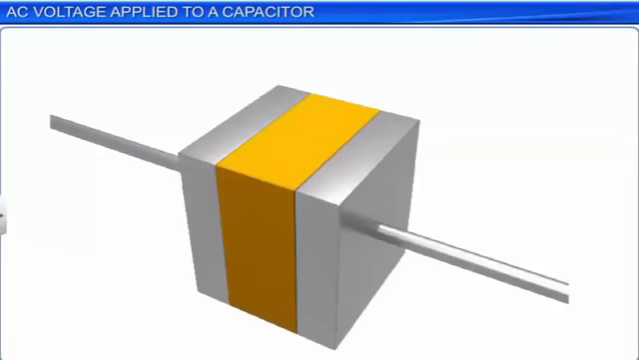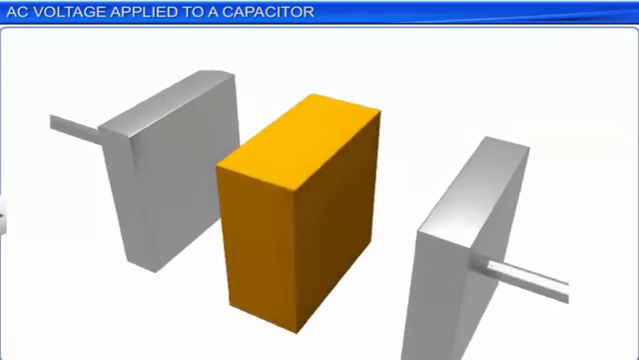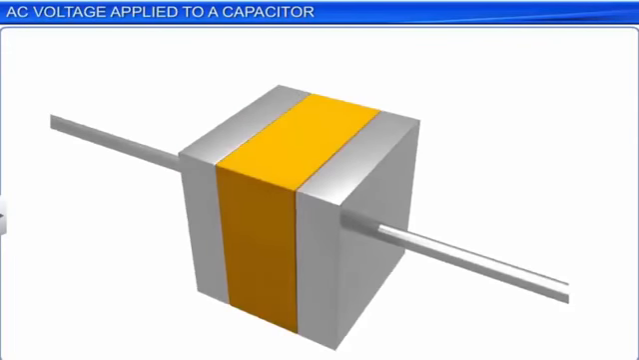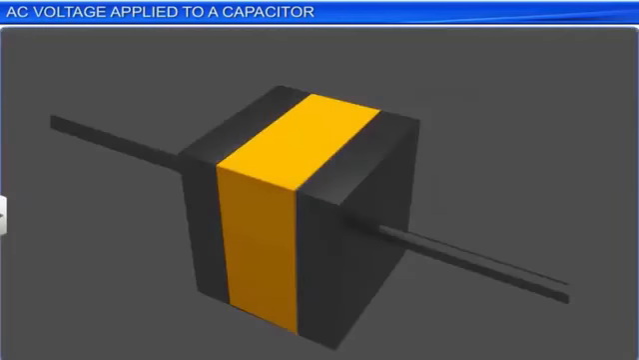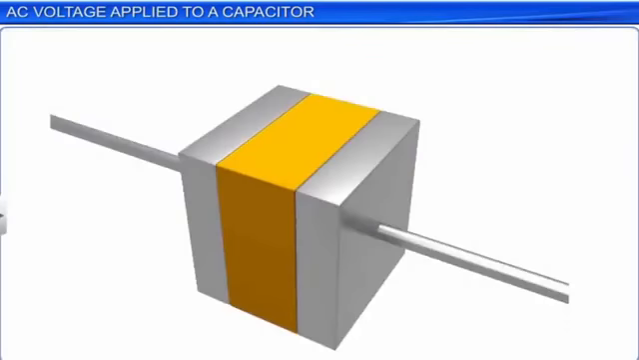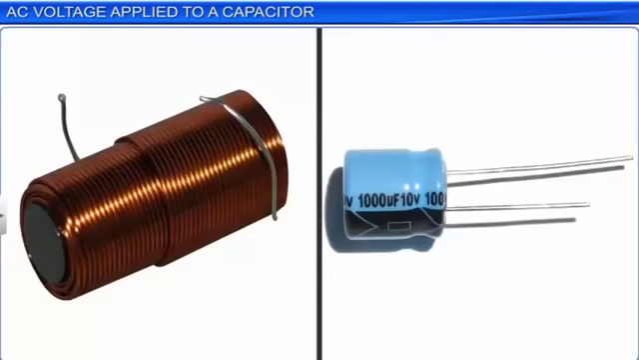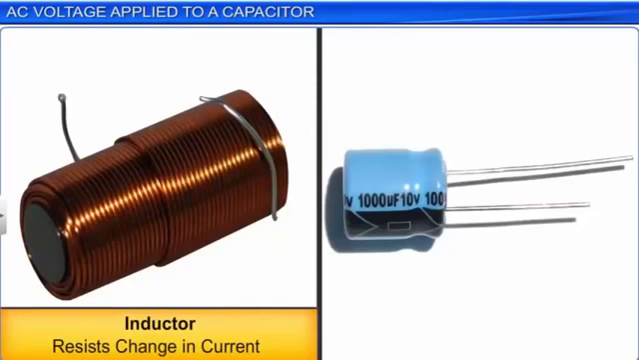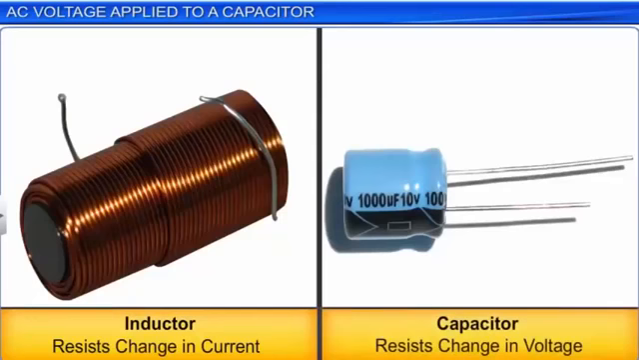A simple capacitor consists of two conducting plates separated by an insulating material called a dielectric. Unlike an inductor, which resists any change in current, a capacitor resists any change in voltage, thus ensuring a supply of constant voltage.